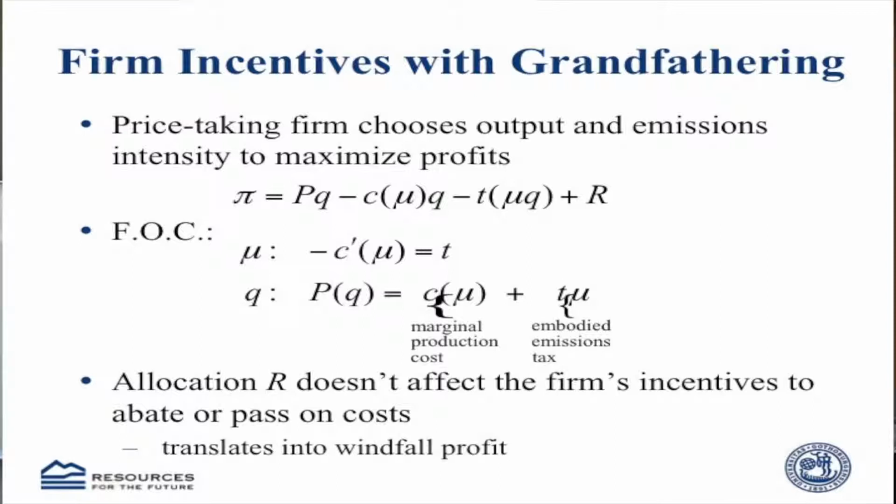So what was R again? Yeah. R is the lump sum allocation of rents, I guess R for rents. So if you have just an allocation of emissions allowances that's not conditional on anything you're doing, the value of that allocation is R. It shows up in your profit function, but not in your first order conditions because it's fixed. It doesn't change based on how much you produce or how much you reduce your emissions.